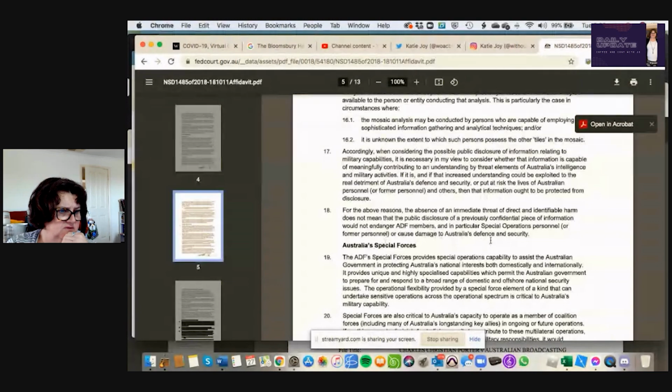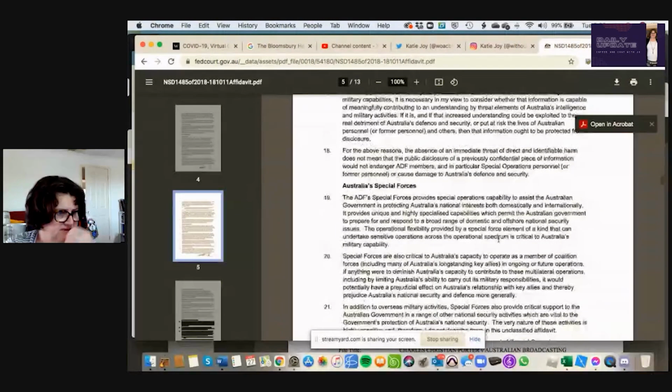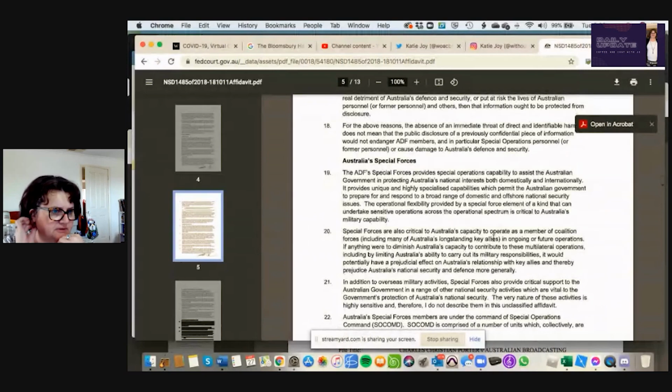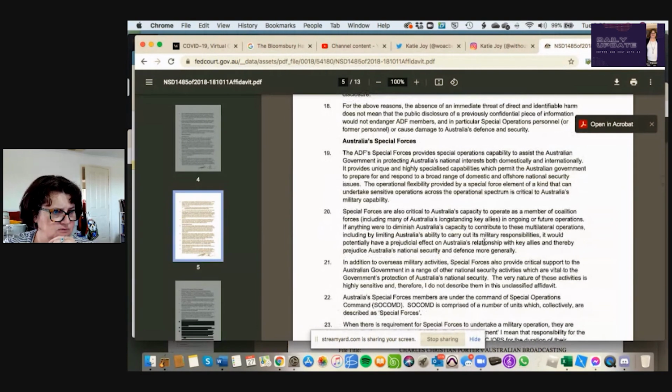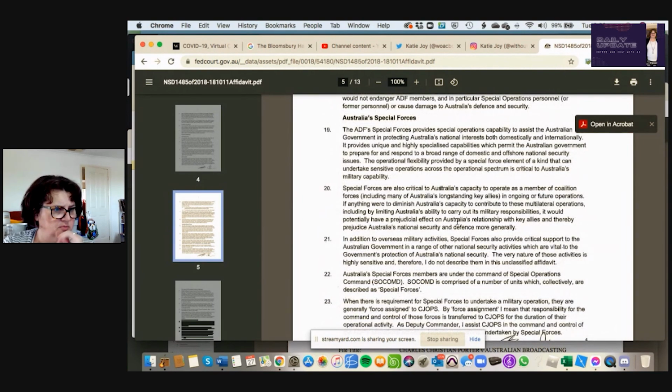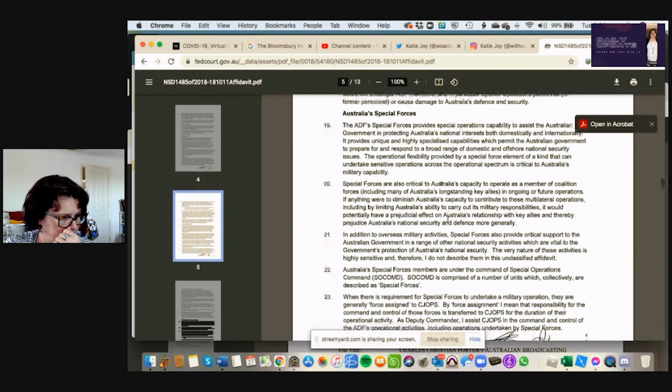The ADF Special Forces provide special operations capability to assist the Australian Government in protecting Australia's national interests both domestically and internationally. It provides unique and highly specialised capabilities which permit the Australian Government to prepare for and respond to a broad range of domestic and offshore national security issues. The operational flexibility provided by the special force element of a kind that can undertake sensitive operations across the operational spectrum is critical to Australia's military capability.